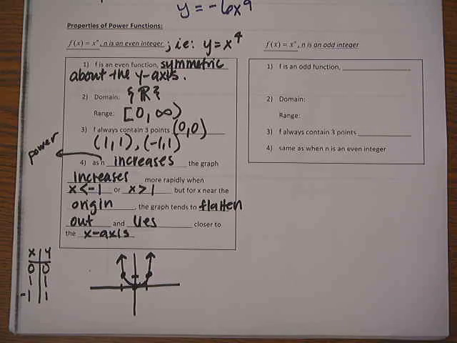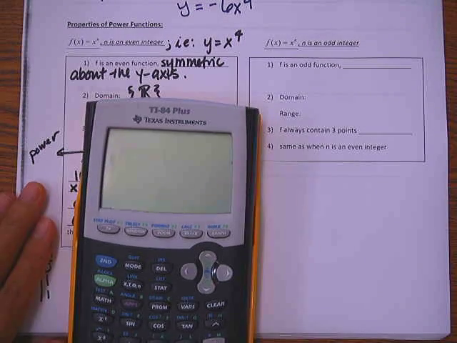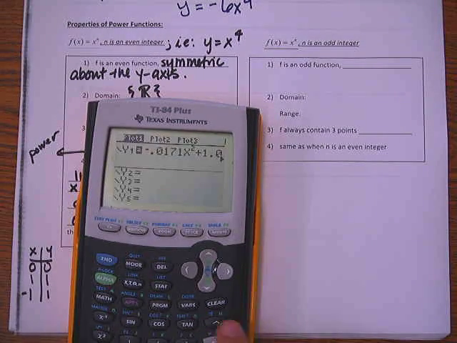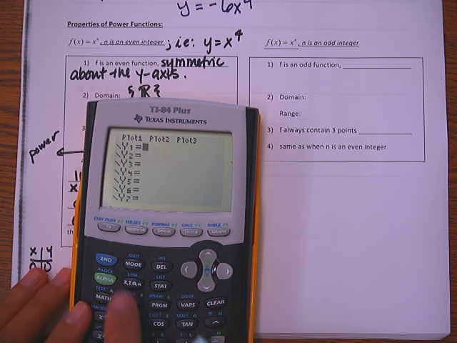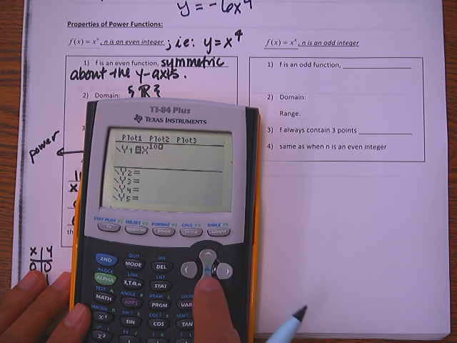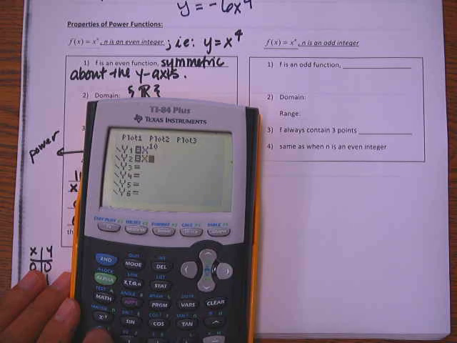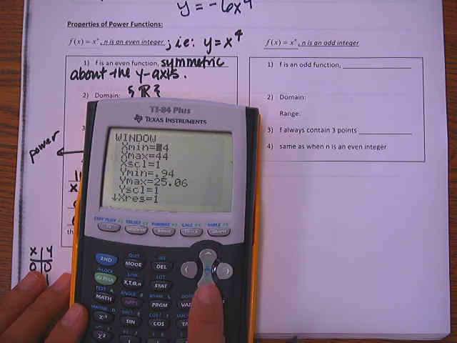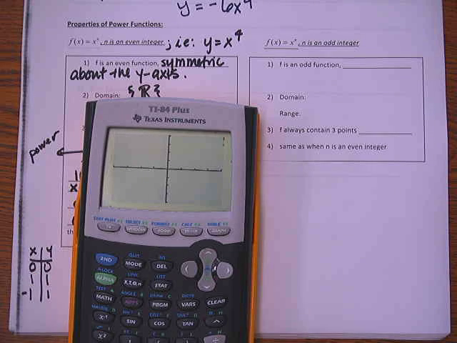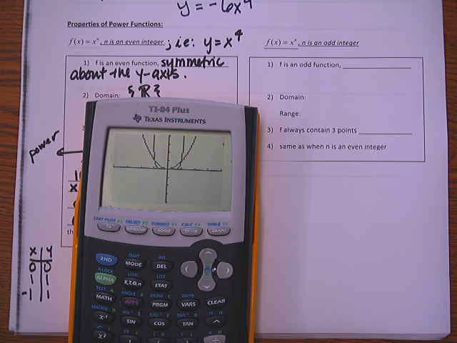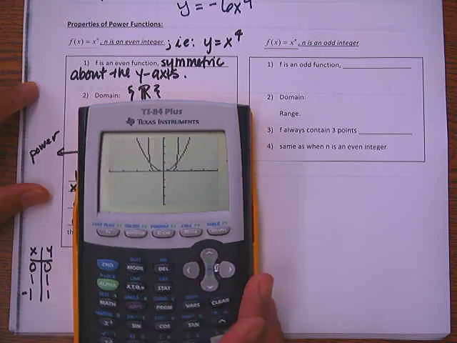In the calculator format, I'm going to clear it out and highlight my plot. I'm going to compare x to the 10th power and x squared. Let's make my window from -4 to +4. The first one we graphed is x to the 10th, and the second one is x squared.